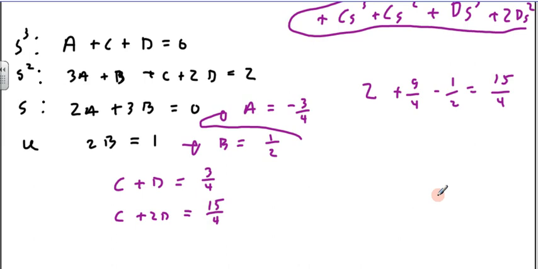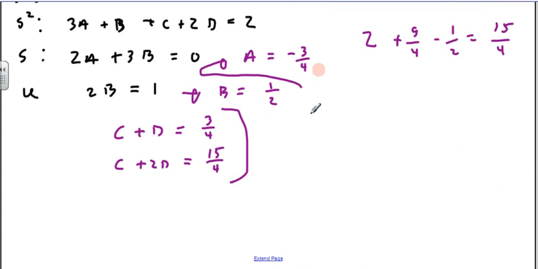So now I know A, B, C, and D. No, I don't. I don't know anything. I have 2 equations, 2 unknowns. Okay, so I know A and B. I have to solve for C and D.